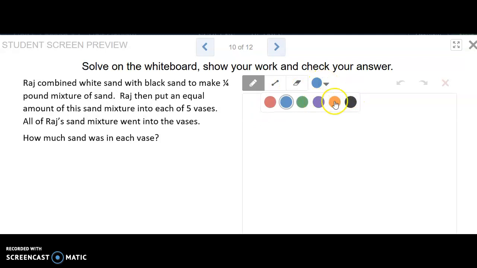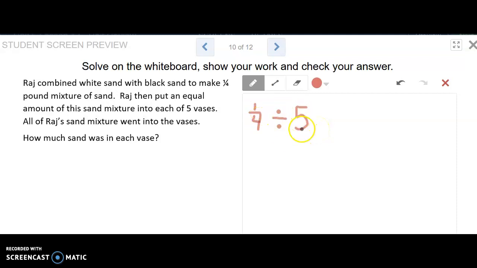Let's see here, I'm going to grab this color. He took that 1/4 of a pound and he divided it equally among 5 of the vases. Okay, he used every bit of the mixture that he has. Now we've got to find out how much sand was in each vase. So here is our expression. This is our plan that we're going to follow to solve this problem.